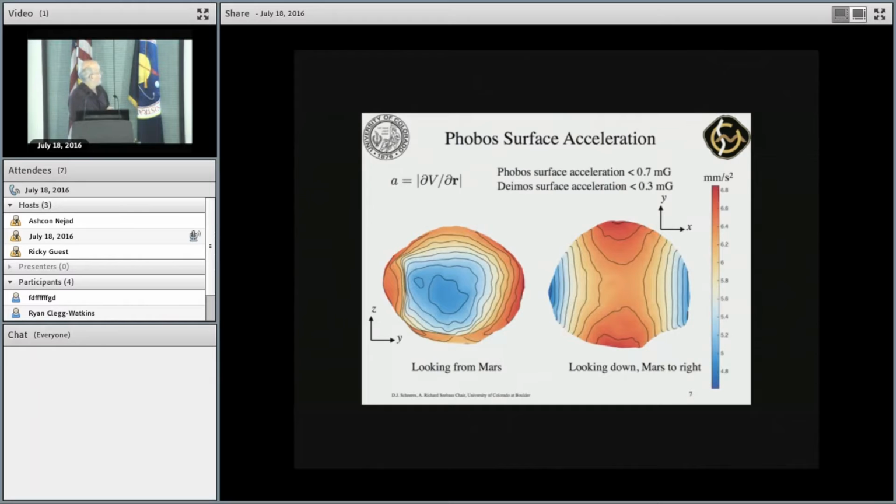We can also map the surface acceleration across the body. And here we do see that your local weight, if you will, would vary by at least a factor of almost 2, depending on if you were at the sub point or at the leading or trailing edge of the body. At this level of g, it's less than 0.7 milli-g everywhere.